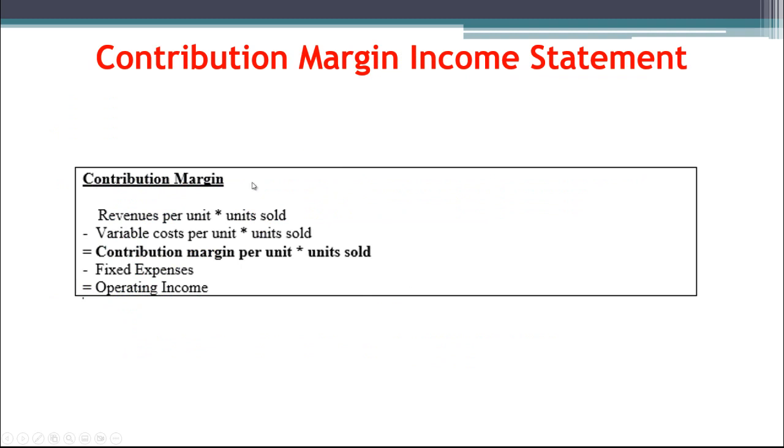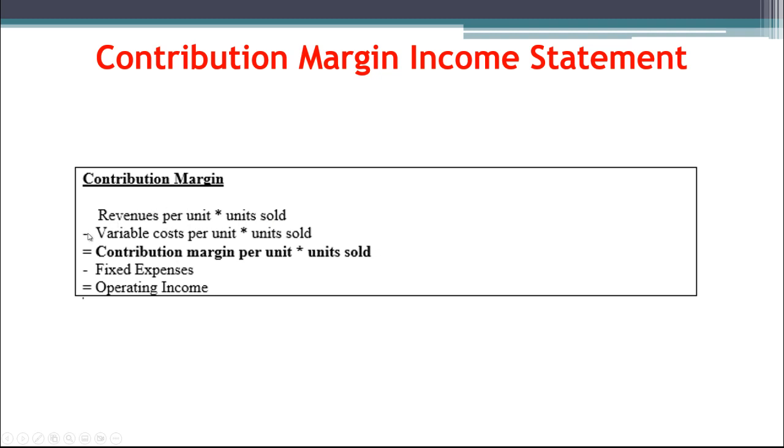Now here we're going to look at a few different types of charts, illustrations. This is known as the contribution margin income statement. It's very handy for managerial accounting, although you won't see this on a financial statement. The contribution margin income statement is revenues per unit multiplied by the units sold. That's the same as our traditional income statement.